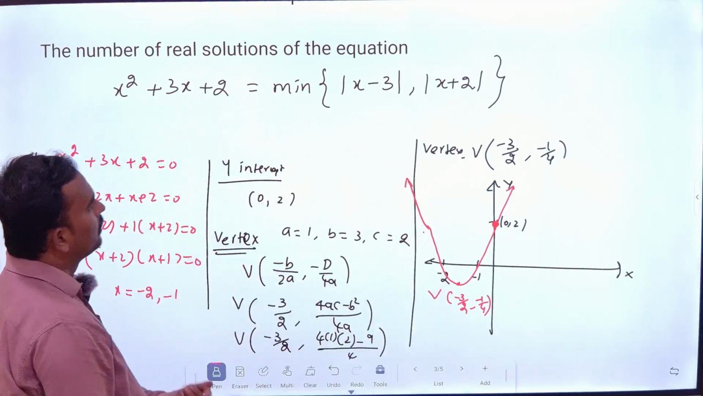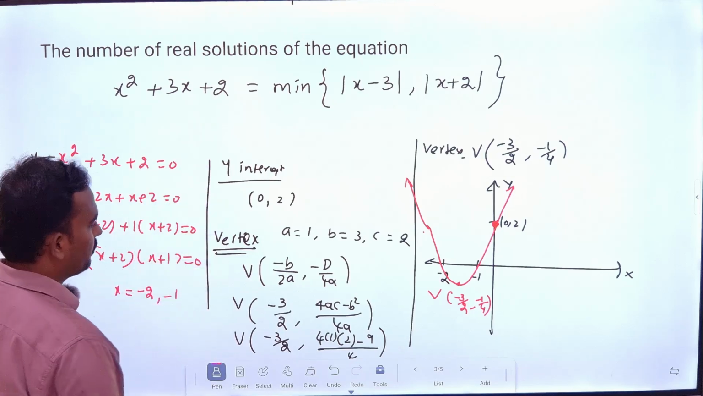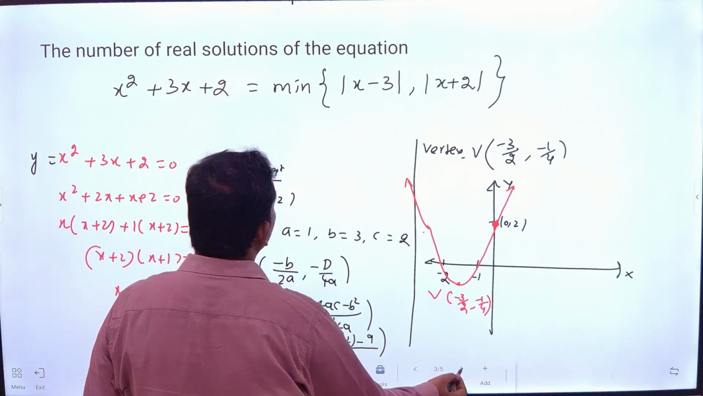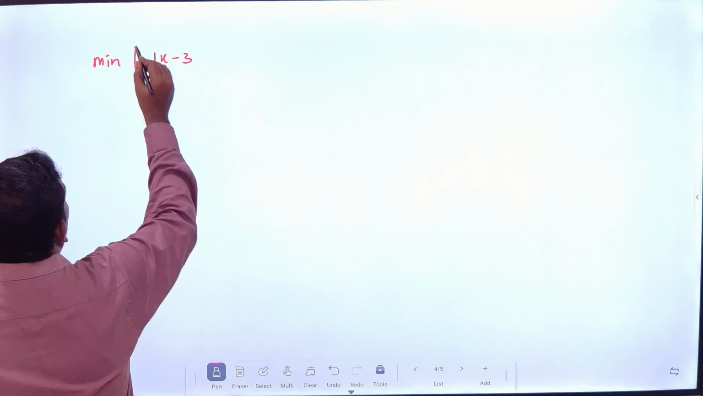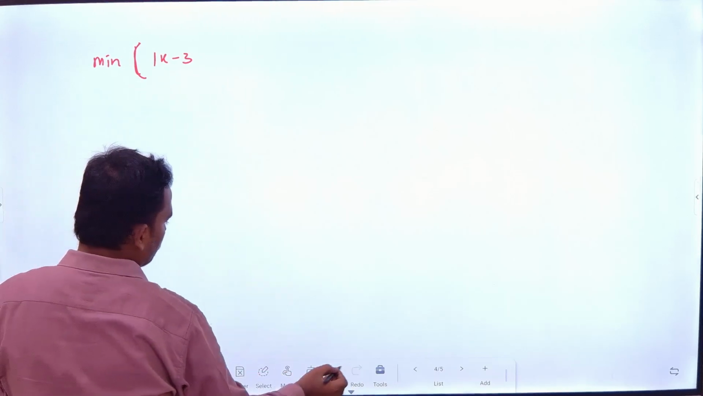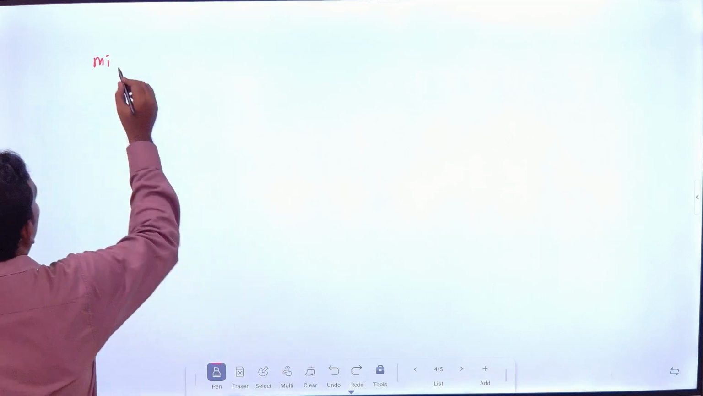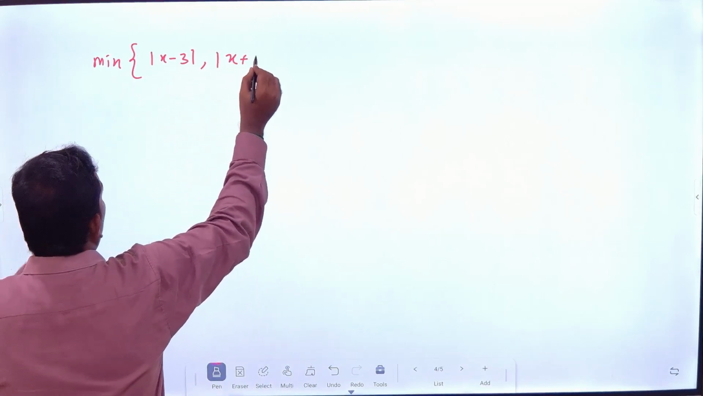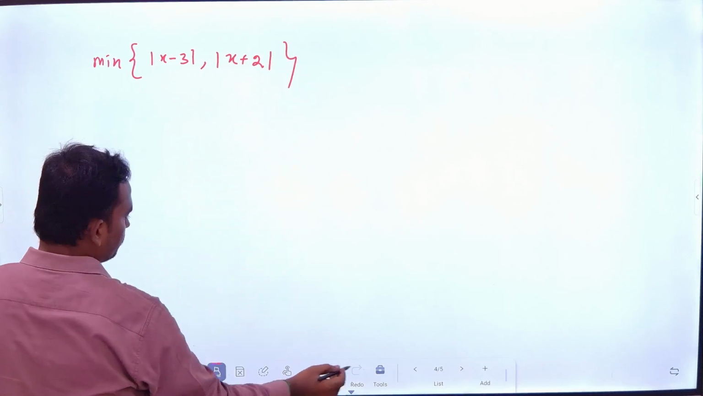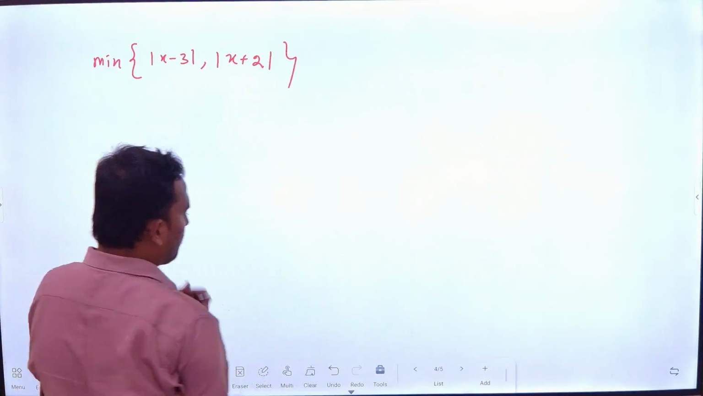Okay, so let's draw the second one, that is the right side graph. What is the right side graph given to you? It is the minimum of mod x minus 3 and mod x plus 2. Check it once: mod x minus 3, mod x plus 2.